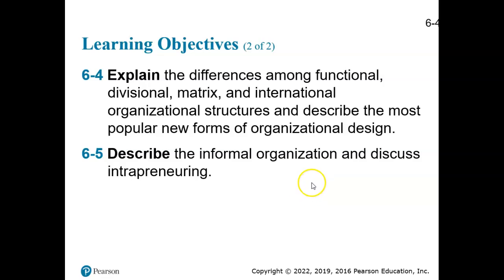And you want to explain the differences between functional, divisional, and I'm going to spend time talking about matrix, and obviously international organizations, structures and different types that are out there. There are lots of them, and you wouldn't be too surprised to see how diverse they can really be. Describe the informal organization and discuss entrepreneuring.